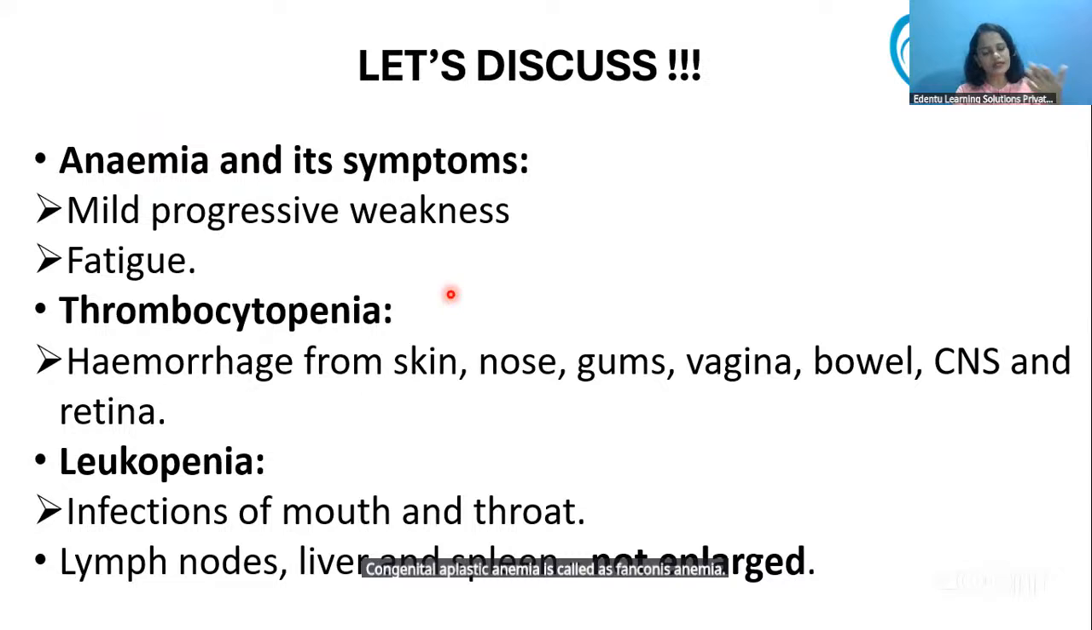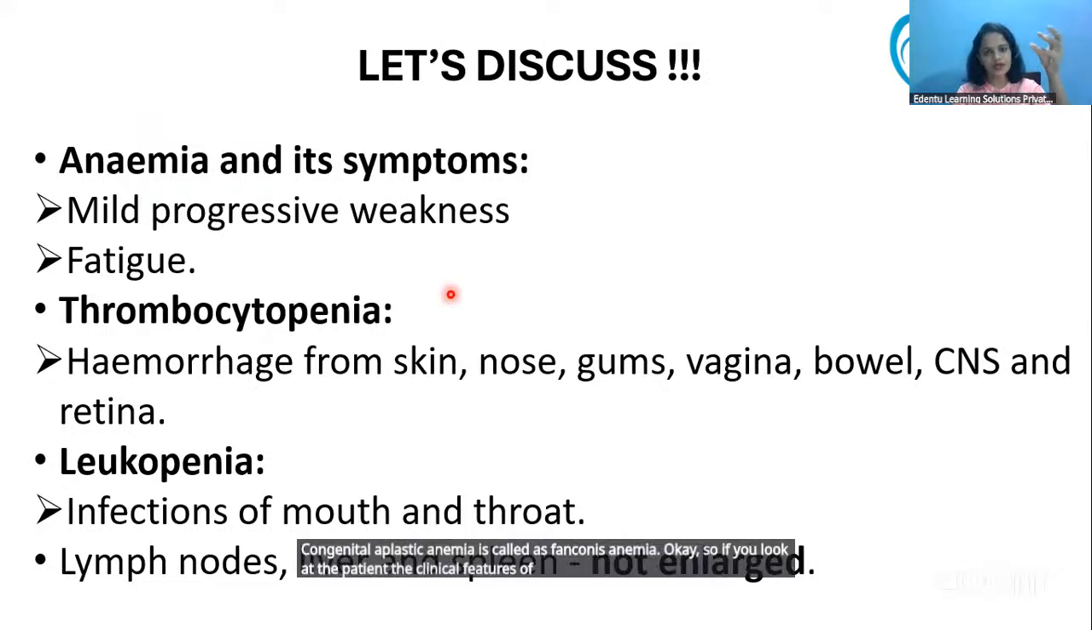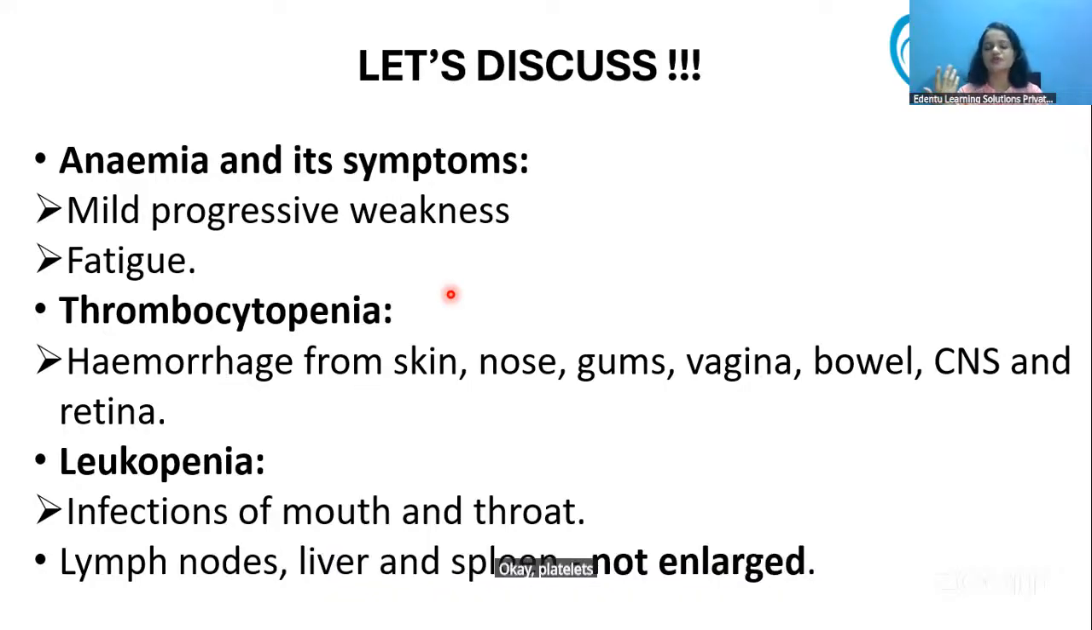Okay, so if you look at the patient, the clinical features of decreased RBCs will be there, clinical features of decreased WBCs will be there, and clinical features of decreased platelet count will also be there. So with anemia, there will definitely be weakness and fatigue. And because of decreased platelet count, there will be hemorrhage. Platelets are not there, so definitely you can expect hemorrhage from skin, nose, and all the other structures.